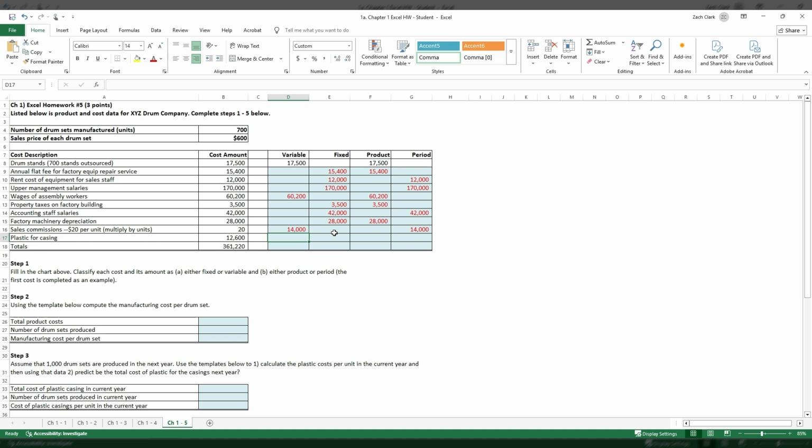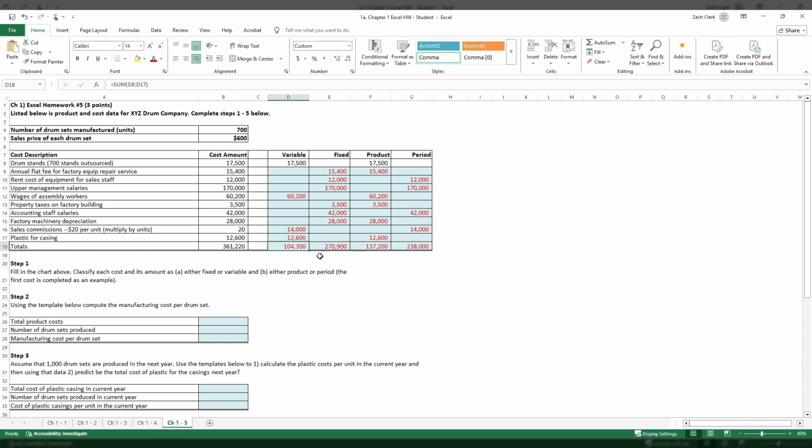Okay, and then plastic for casing. This is a raw material that's going into making the casing, like the outside of the drums, and that's going to be a product cost because it goes directly into the product. Okay, so those are all the costs there. Let's add up the total. I just did an auto sum up to the top and then dragged that formula across, and that'll give us the summation of each column.